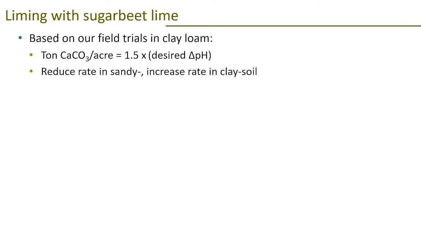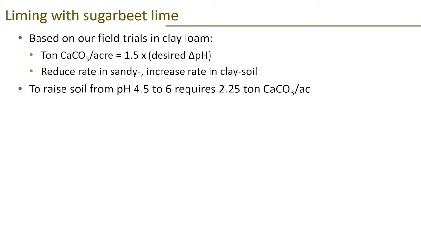So how much should you apply? Well, based on our field trials in a clay loam, we estimate that you should apply about 1.5 tons of calcium carbonate per acre for each pH unit increase. So if your producer wants to increase the pH from 5 to 6, you probably need about 1.5 tons of calcium carbonate per acre. If they want to go up to 6.5, it's going to take a little bit more. You're not going to need as much in a coarse sandy soil. You're going to need a little more in a clay soil. So let's just run some numbers here.